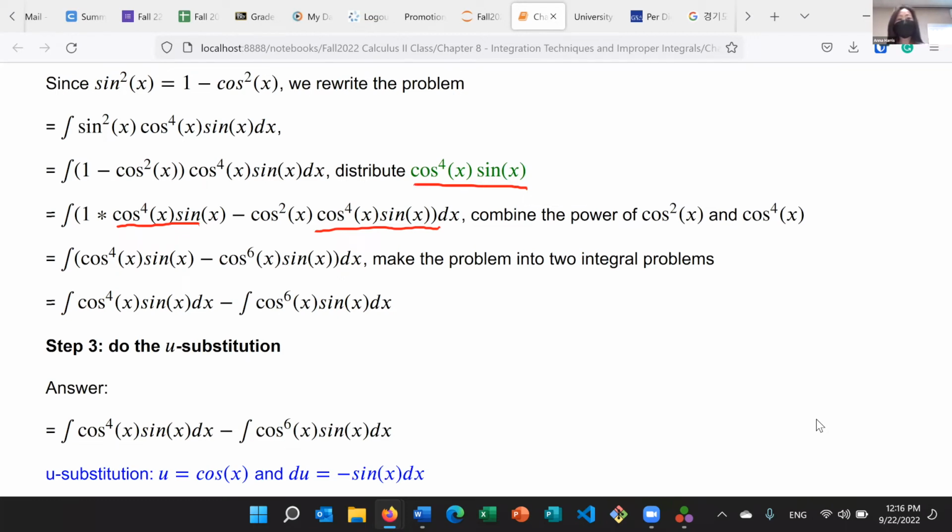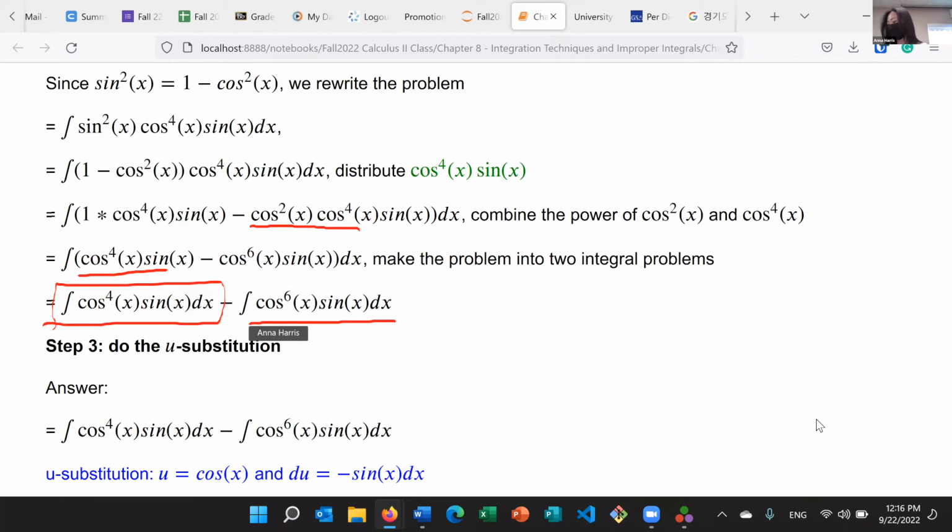Okay. Now, after you do that, I want you to make it into 2 problems. Of course, you can combine them too. So you have this as 1 problem. What is the other problem? You have a cosine squared times cosine to the 4. How many powers is that together? Cosine to the 6. So you have cosine 6 and sine x dx. So you have 2 problems. Okay, are you following me? Just look at this. This is just simple mathematics.